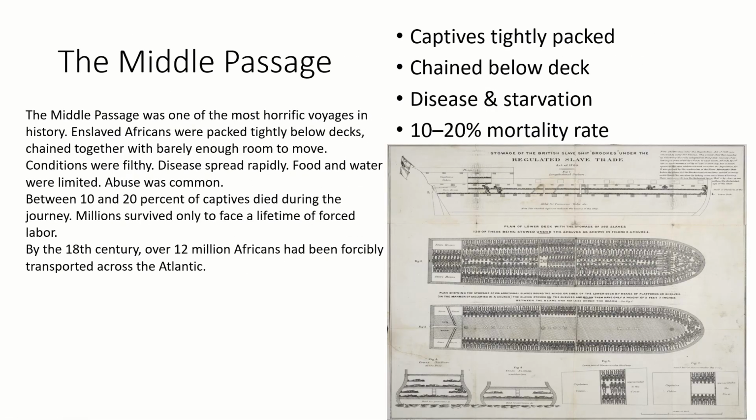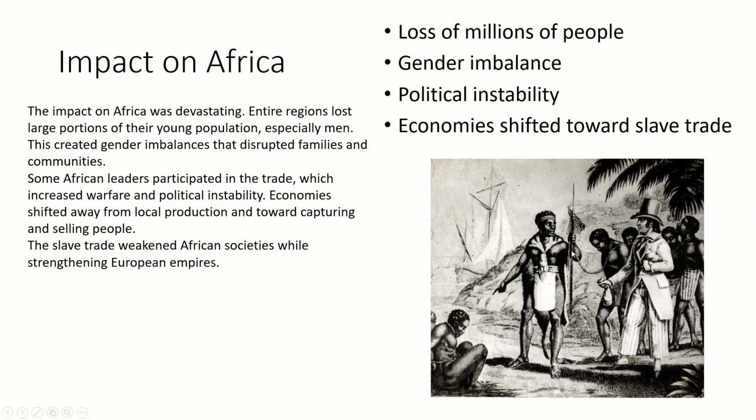Okay, there we go. The Middle Passage. The Middle Passage was one of the most horrific voyages in history. Enslaved Africans were packed tightly below decks, chained together with barely enough room to move. Conditions were filthy. Disease spread rapidly. Food and water were limited. Abuse was common. Between 10 and 20% of captives died during the journey. Millions survived only to face a lifetime of forced labor. By the 18th century, over 12 million Africans had been forcibly transported across the Atlantic. That's basically what the boat looks like and how they would stand. It's kind of blurry, but you can see how uncomfortable and tight it was.